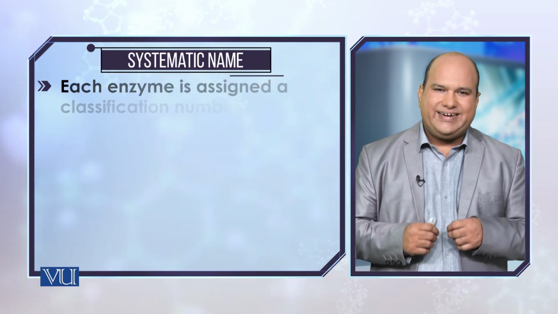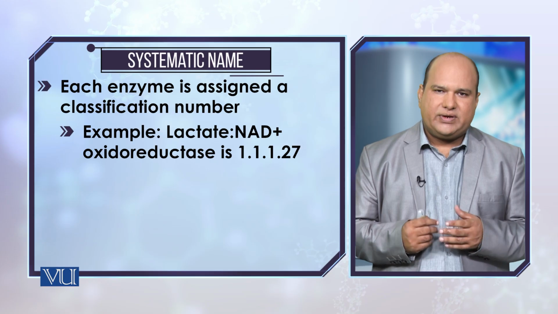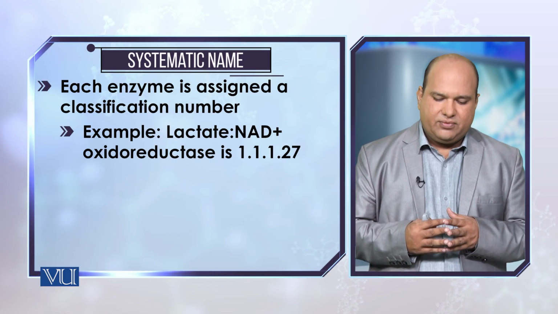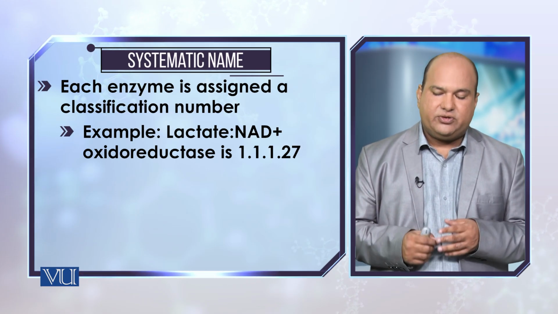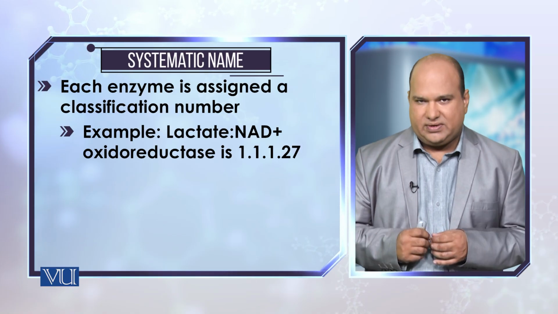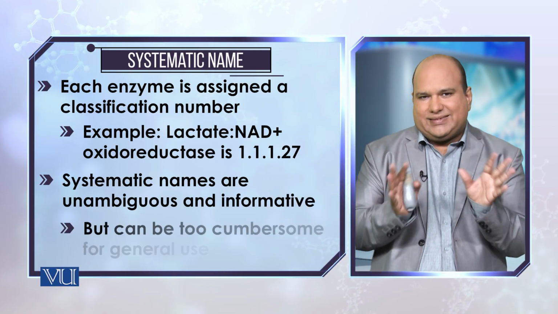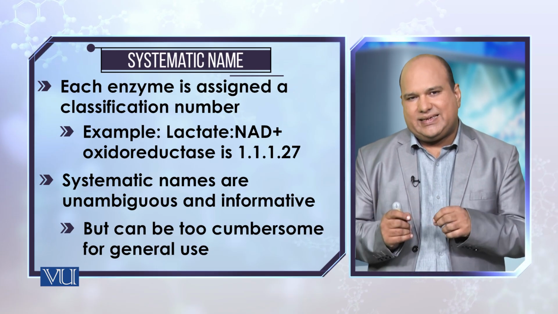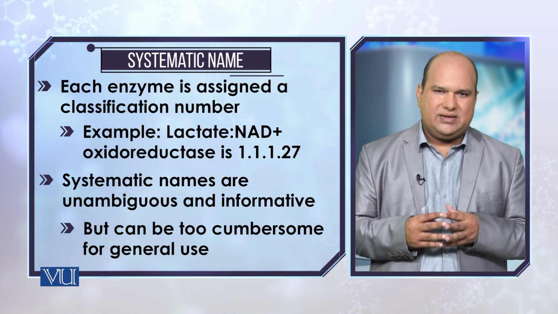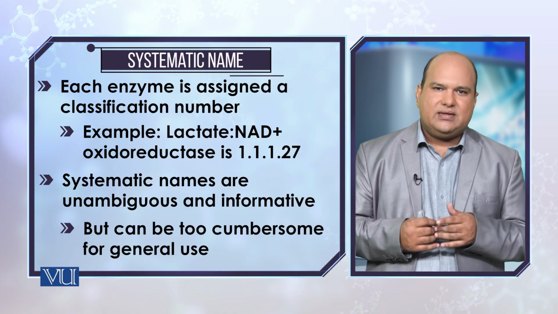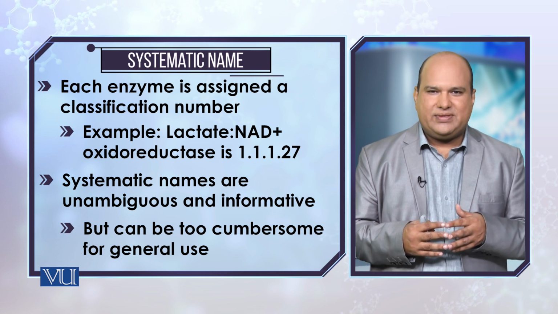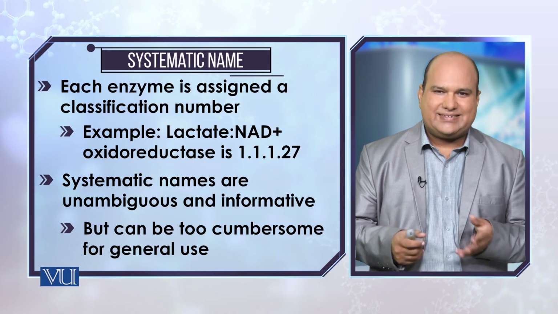Then there is also indexing of the enzyme for really giving them a universal name. For example, for lactate oxidoreductase, there is the indexing of 1.1.1.27. So though it makes it more universally acceptable, at the same time it can be cumbersome and also confusing. So one has to be careful when giving or memorizing the names of the enzymes through this indexing.